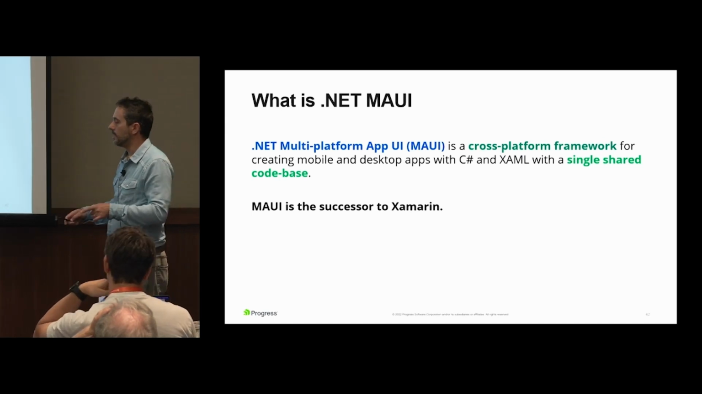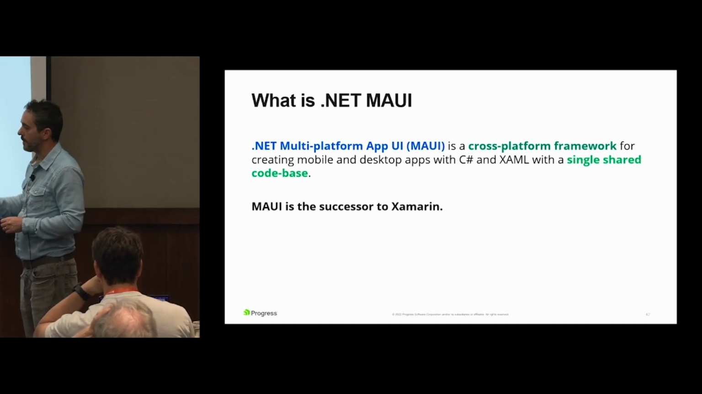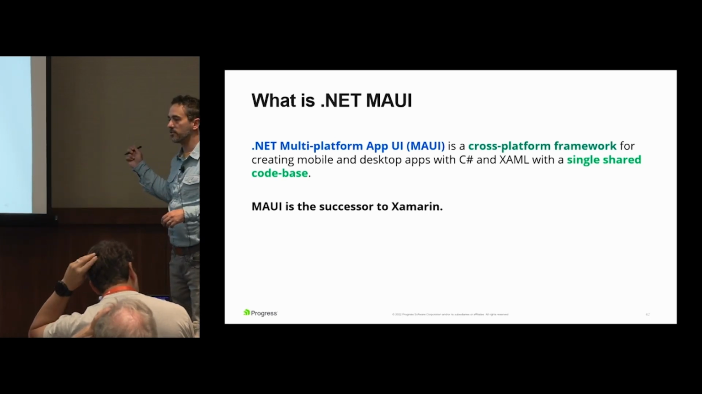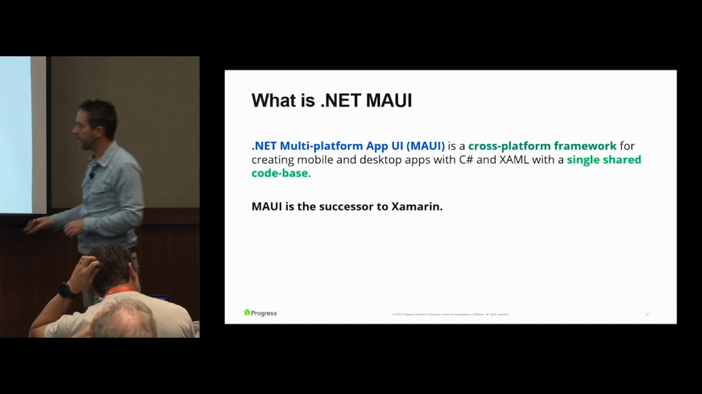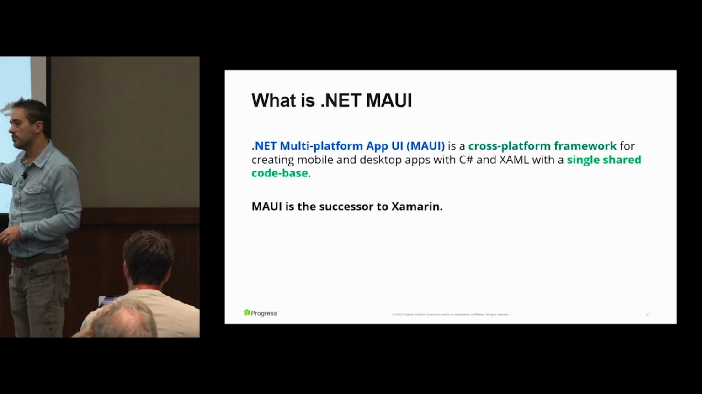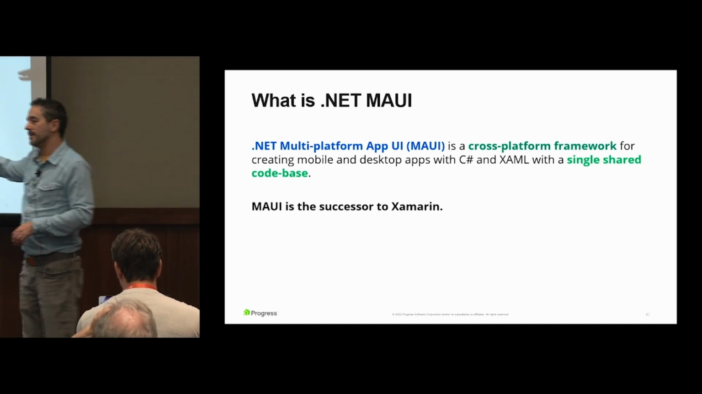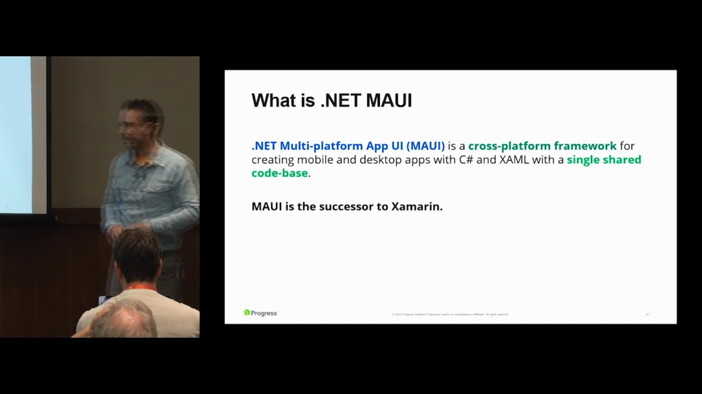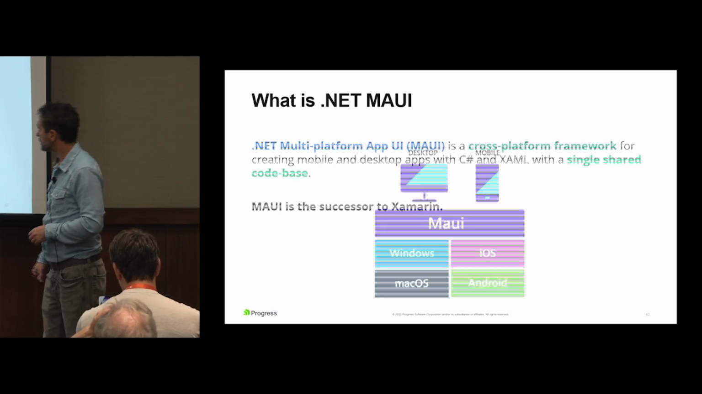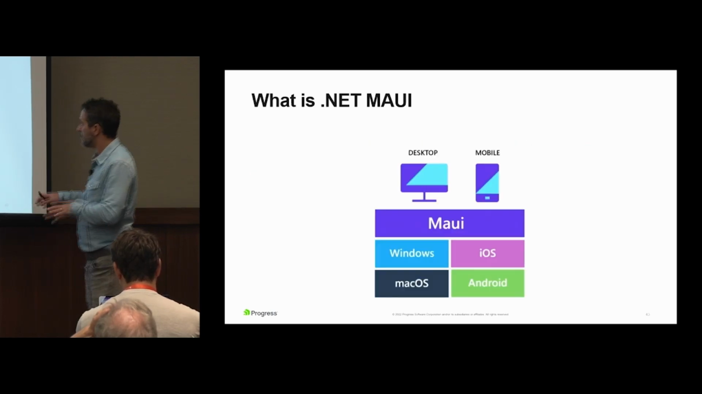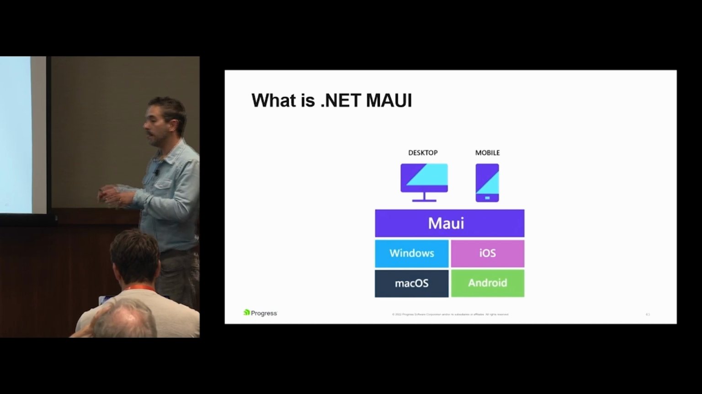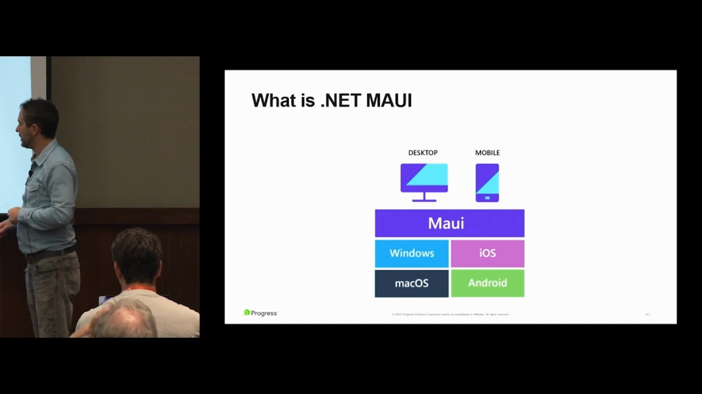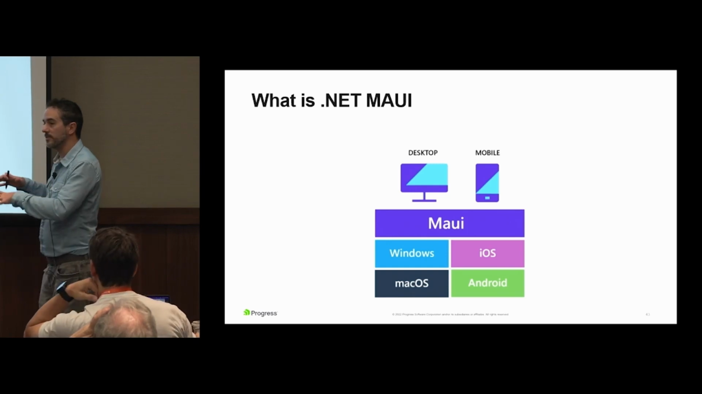So this is .NET MAUI, or multi-platform app UI. It's a cross-platform framework, and it shares a single code base to deploy to all these platforms. It's a successor to Xamarin. So this is like the next generation of Xamarin. We have MAUI now, and MAUI gives us the ability to deploy to desktop and mobile. So the only thing we're missing here is web. So if we include some Blazor code, we might be able to deploy everywhere.